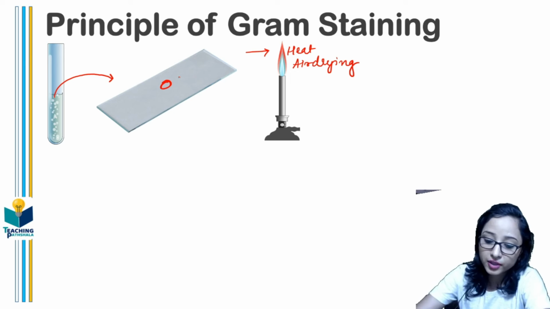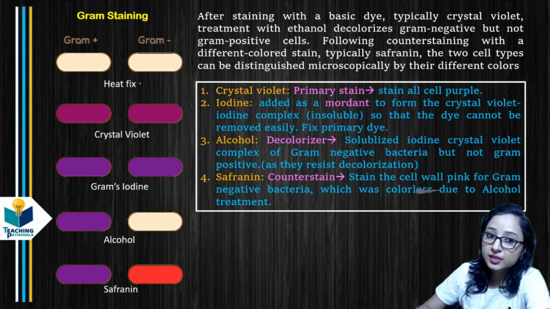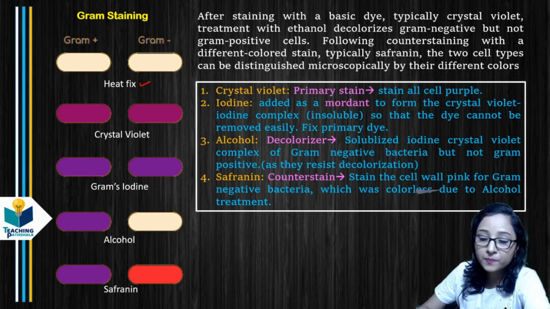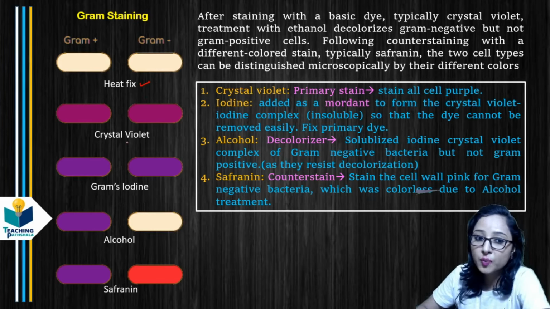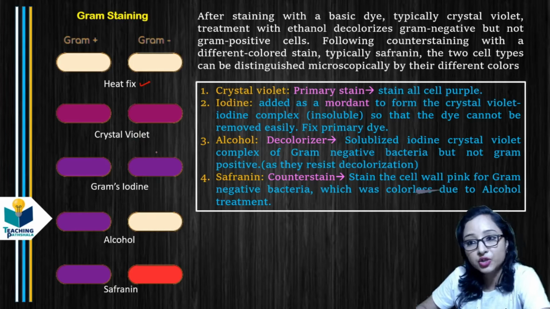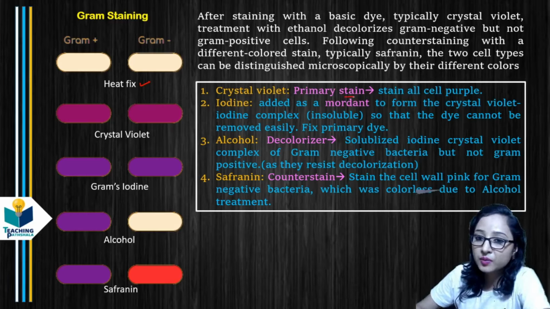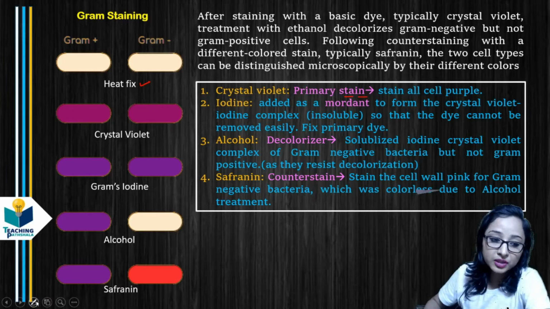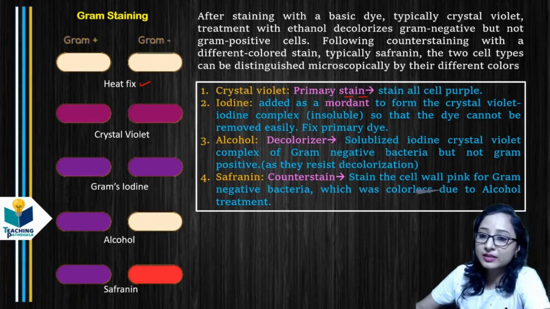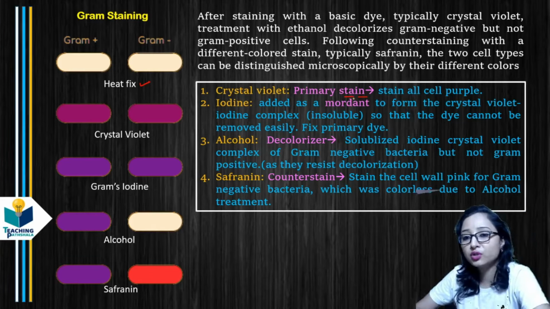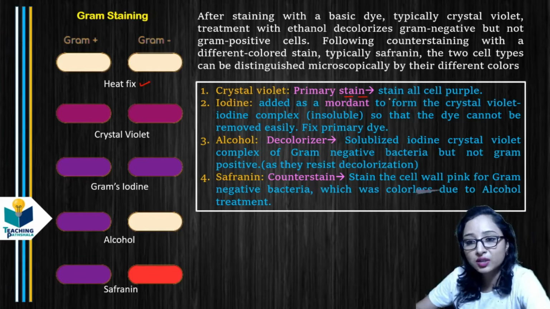And after that, what are we going to do? So heat fix is done for both the bacteria. Okay, so for both the bacteria, the heat fix is done. After that, we are going to apply a crystal violet agent. What is this crystal violet? Crystal violet is termed as a primary stain. What is the primary stain? Primary stain is acting as a dye. Okay, it is going to stain the overall cell in a purple color.